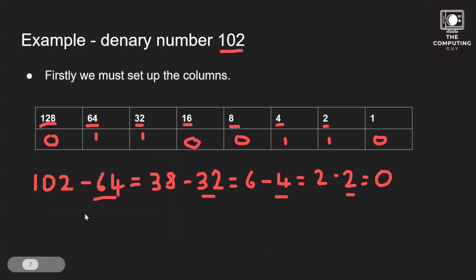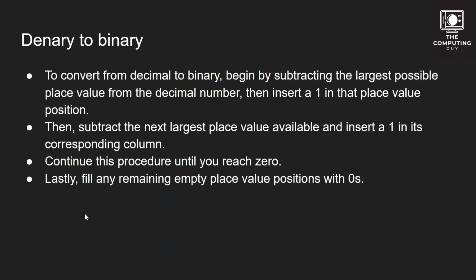Now we're going to look at the steps, just so we're aware of the actual procedures. To convert a decimal into binary, we begin by subtracting the largest possible placeholder value from the decimal number, and we insert a 1 into the place value position. Then we subtract the next largest place value number and insert 1 into the corresponding column, and we continue this process until we reach the number 0. And then we fill in the empty place values with zeros. So there you have it. That's how we convert denary numbers into binary and binary numbers into denary.